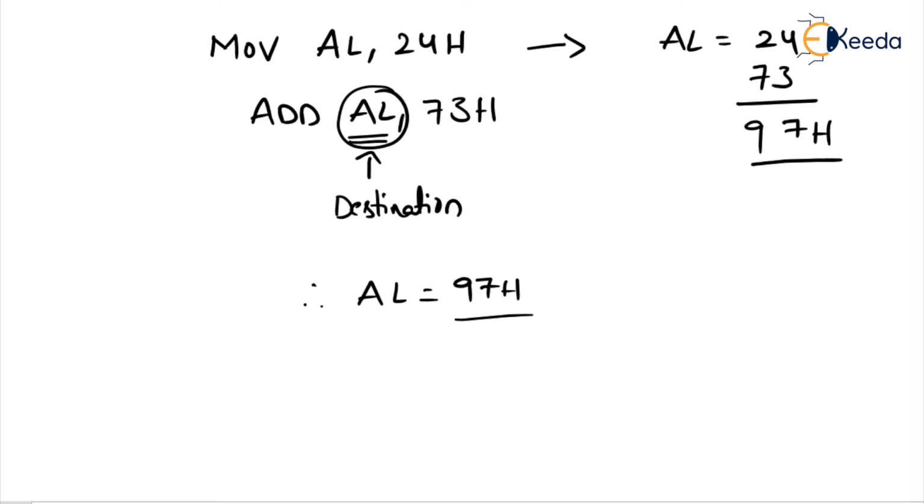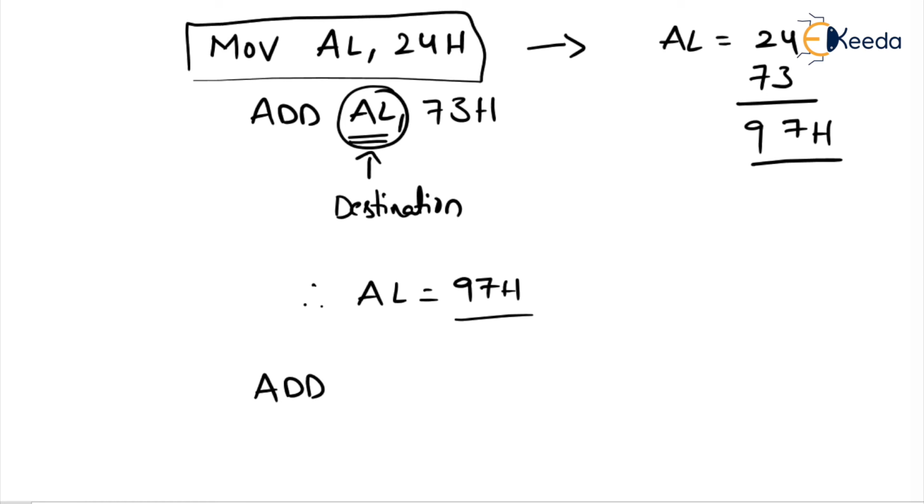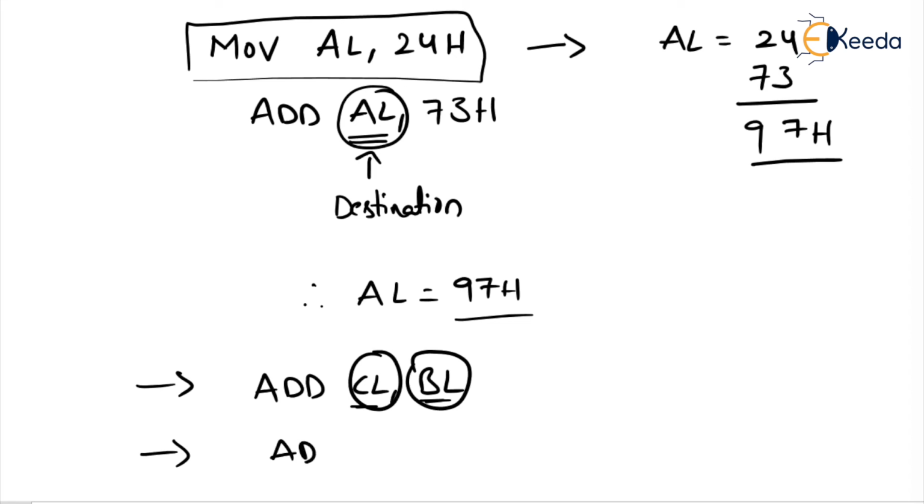This is which addressing mode? This is immediate addressing mode. Now I am performing another one. Suppose ADD CL, BL. That means add the content of BL with the content of CL. Now another example is ADD DX, BX. That means add the content of BX to the content of DX.